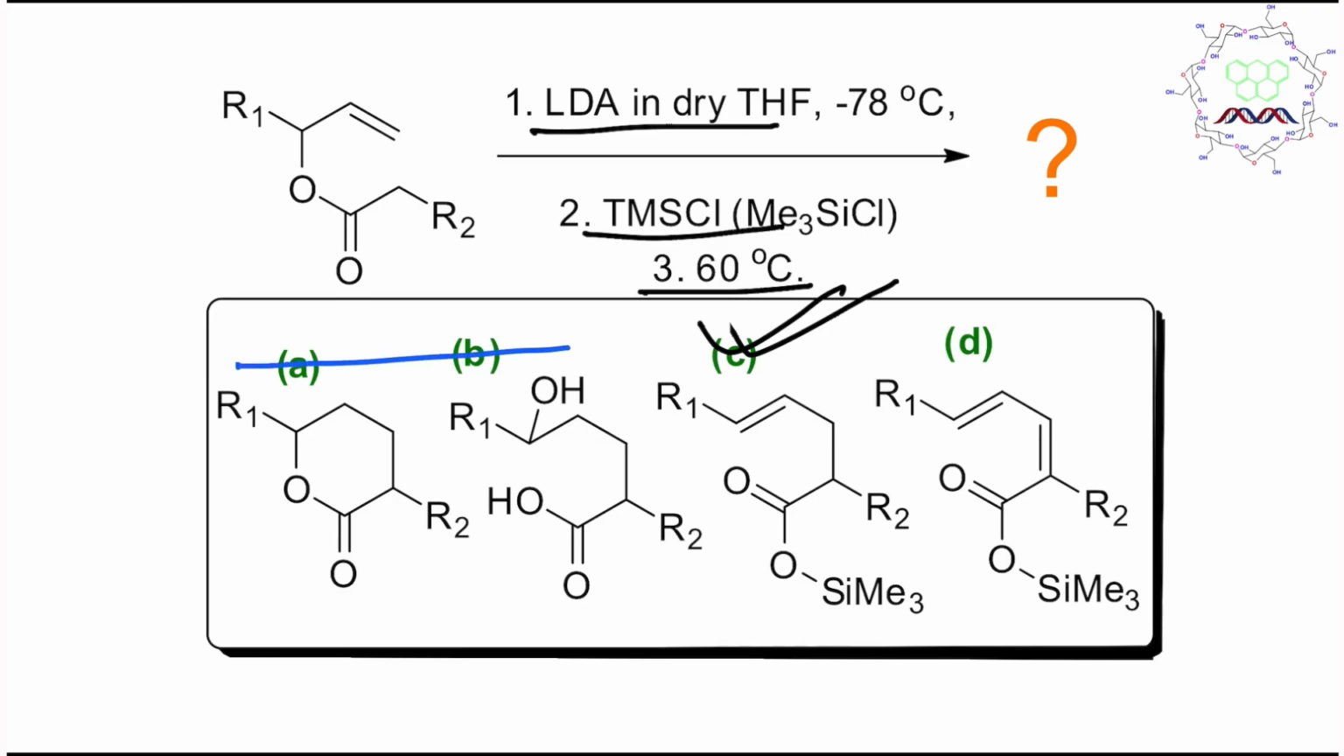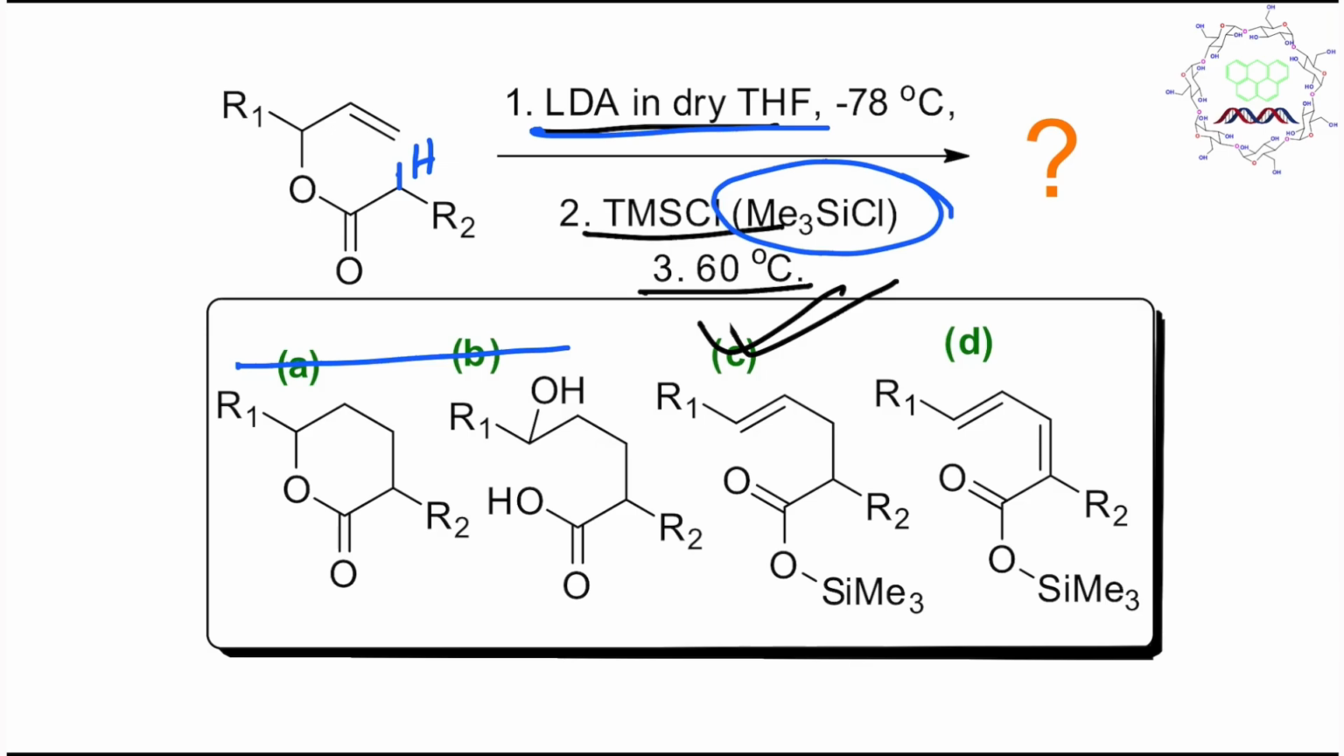Now let's come to the real explanation. If this question is given in your exam, how can you solve it in less than 30 seconds? First of all, you need to understand that LDA will generate the alpha carbanion by alpha proton abstraction, and TMSCl will trap the enolate. This much is true; it's very common chemistry. Third is heating, but no workup. From this you can understand the trimethylsilyl group will be there in the reaction medium. So options A and B are gone.